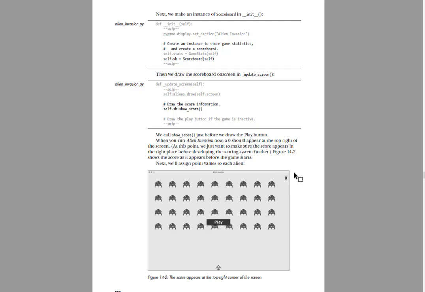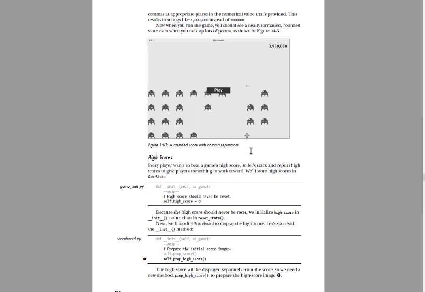Okay, and then we're going to be working with updating the score as aliens are shot down. We're going to go ahead and reset the score. And so every time you see a figure, you should be looking for that to be present in your game. And again, if it tells you to test along the way, please make sure you go ahead and do that. Then we go ahead and add in a high score.